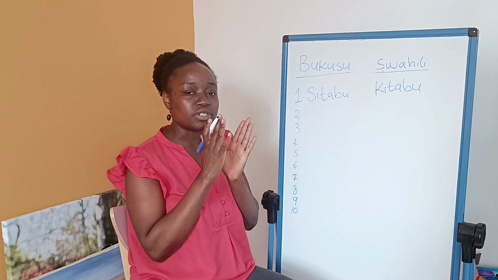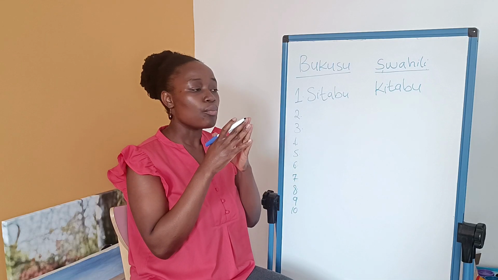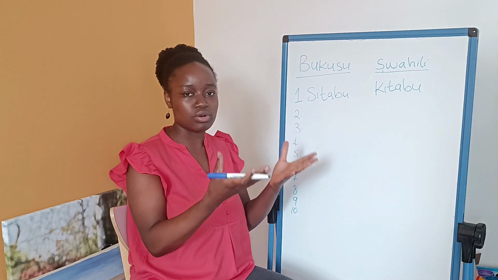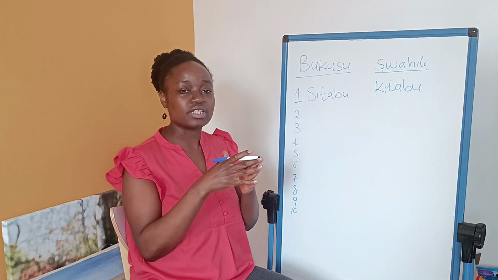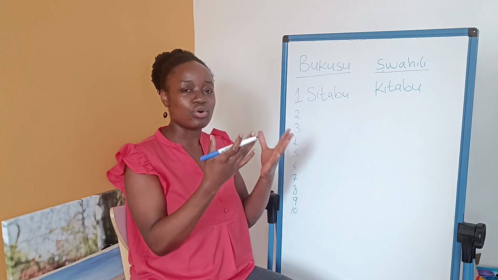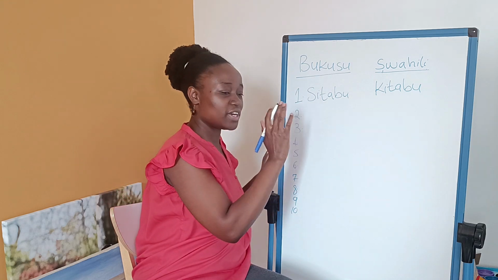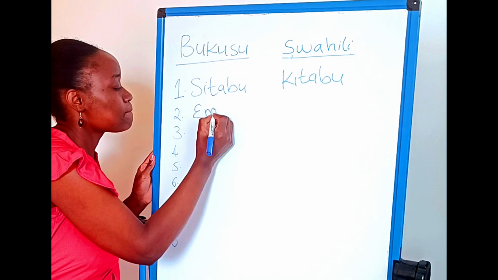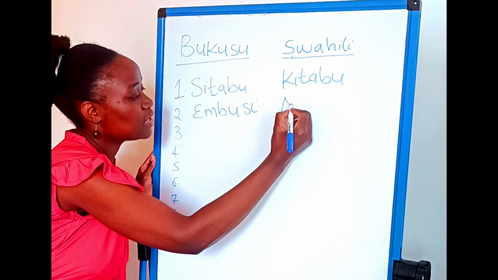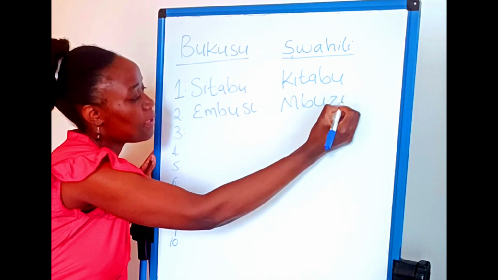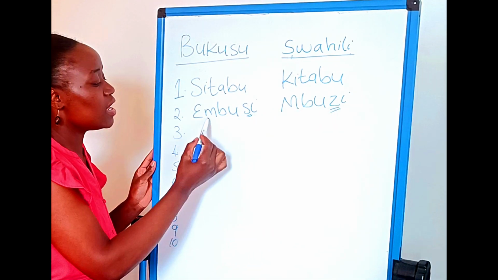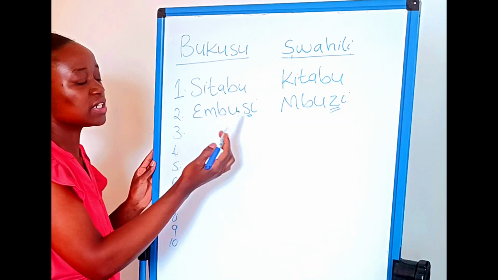The second word I'm going to be telling you today is mbuzi. Mbuzi in Swahili is a goat. Mbuzi huyu ni mkubwa. This is a big goat. But in Bukusu, mbuzi is embusi. Embusi ino embofu. This is a big goat. So you can as well see they are very, very similar. Embusi versus mbuzi. So the F has become Z, and then embusi, mbu, it's just E that has been added.